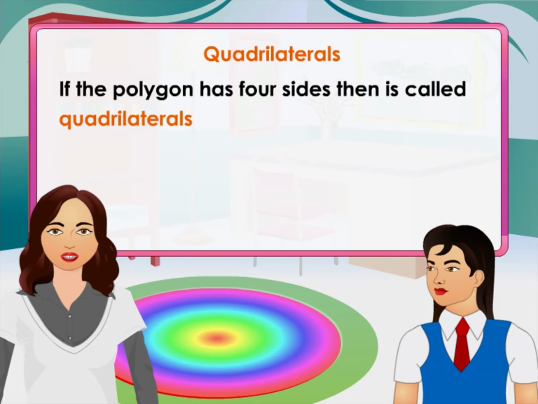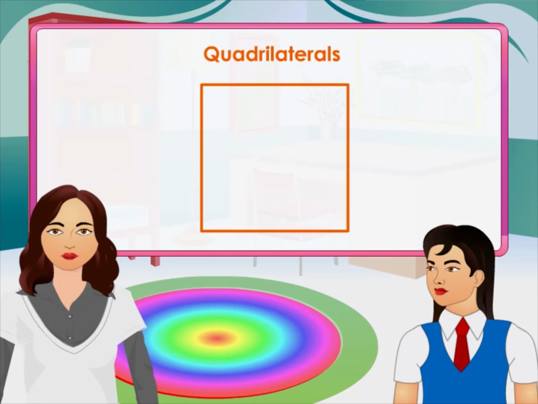Quadrilaterals. If the polygon has four sides, then it is called as a quadrilateral. Let's look at the properties of a quadrilateral. It has 4 angles and 4 sides. The sides are AB, BC, CD, and AD. The angles are angle A, angle B, angle C, and angle D.